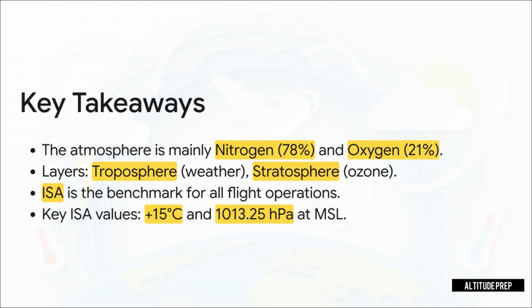Okay, so let's do a quick final check. We've covered the ingredients of the air we fly in, mainly nitrogen and oxygen. We've climbed through the layers, the troposphere where all the weather is, and the stable stratosphere with its ozone. And we've drilled down on ISA, the benchmark for all of our operations. These really are the foundational building blocks of aviation meteorology.